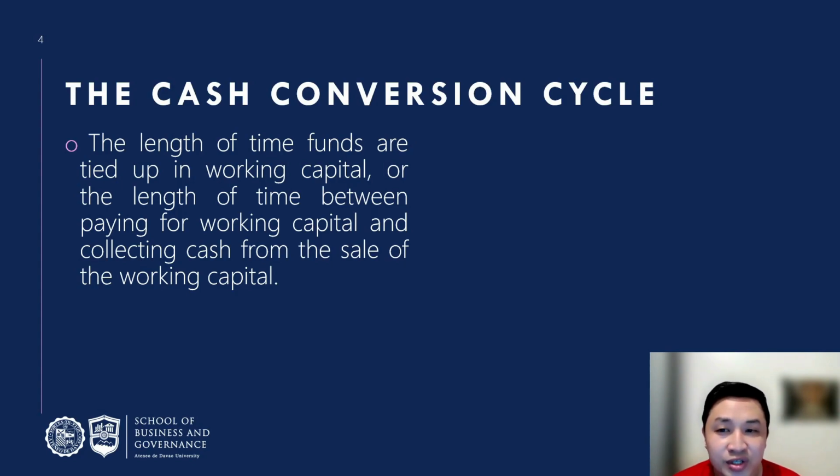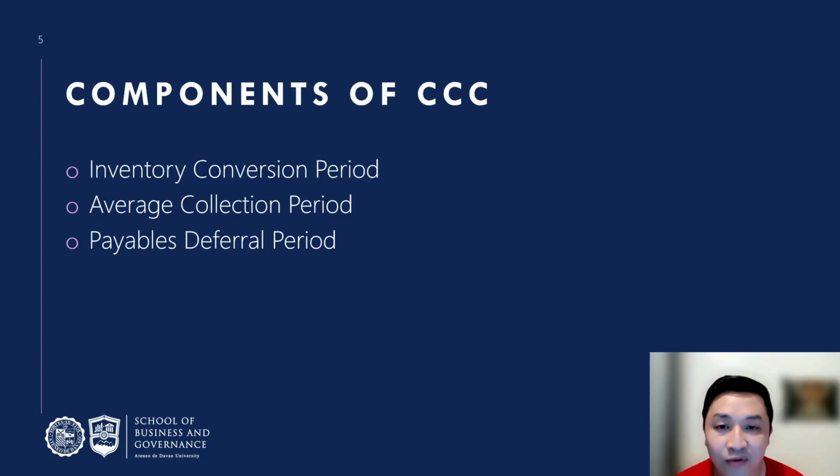The cash conversion cycle is the length of time funds are tied up in working capital, or the length of time between paying for working capital and collecting cash from the sale of the working capital. Now, for us to get the cash conversion cycle, we have to identify and understand the components of the cash conversion cycle. Number one, the inventory conversion period. The second one is the average collection period. And the last one, the payables deferral period.